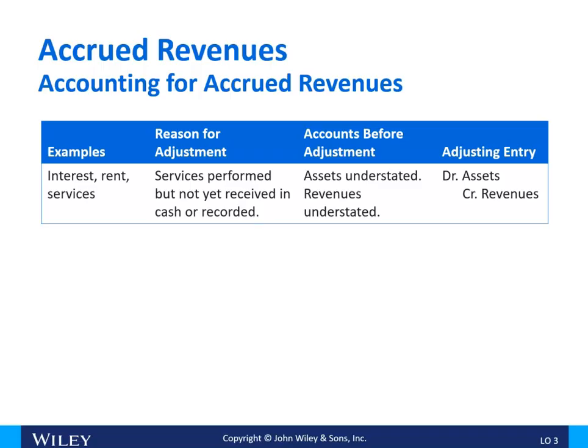What do we do with accrued revenues? So interest, rent, services are examples. The services are performed but not yet received in cash or recorded. Okay, that's the key, not recorded yet. Assets are understated and revenues are understated if we don't do the adjusting entries. And the adjusting entry is to debit assets, credit the revenues.